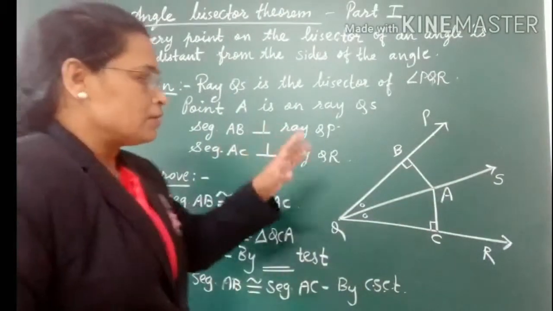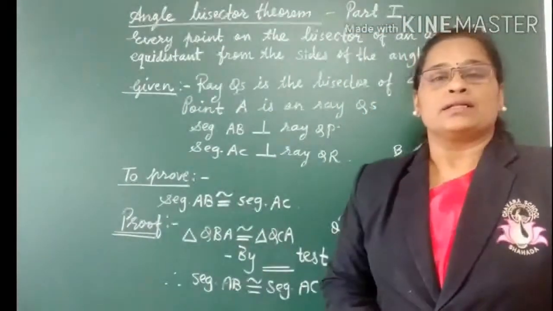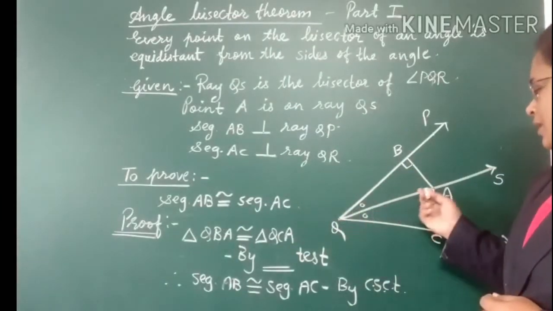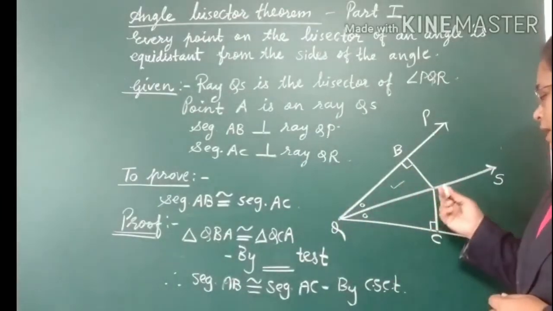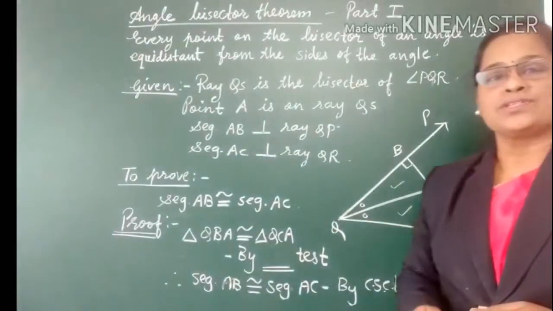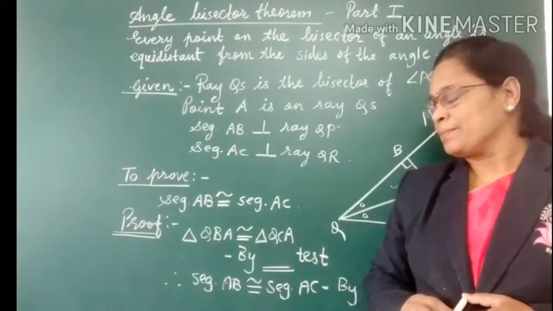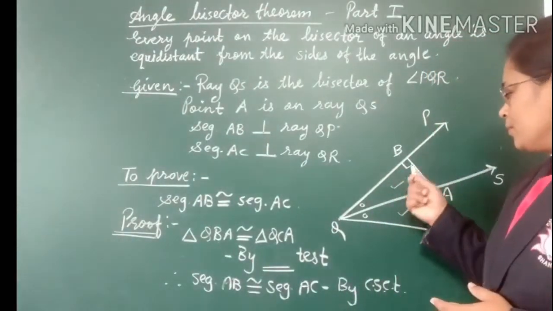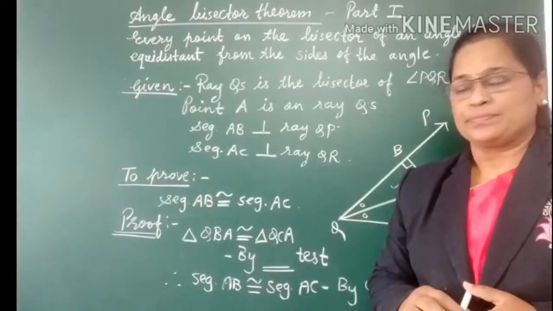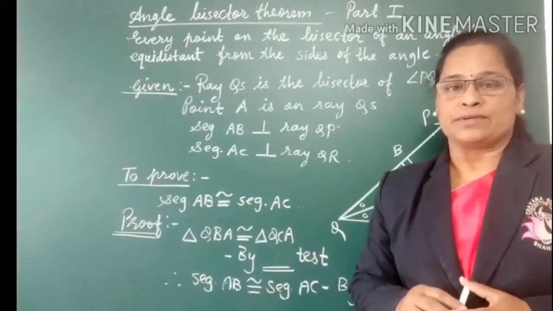Now, for the proof of this, easily we are able to see here two triangles. Which are these two triangles? Triangle BQA is one of the triangles, and here ACQ is the other triangle. Both of these triangles we have to prove are congruent by using a test of congruency of triangles, and then we'll prove AB is congruent to AC by CSCT. Okay, so we have to find out three elements of each triangle.